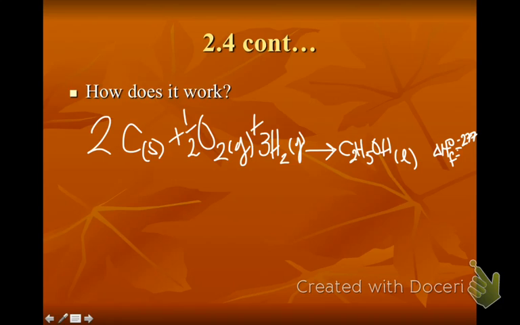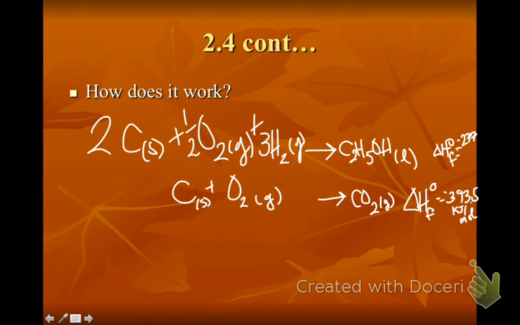So in order to do that, I'm just going to balance like normal. So for oxygen, let's see, I need to multiply that by 1/2. Carbons, I need to multiply by 2. And hydrogens, I need to multiply by 3.